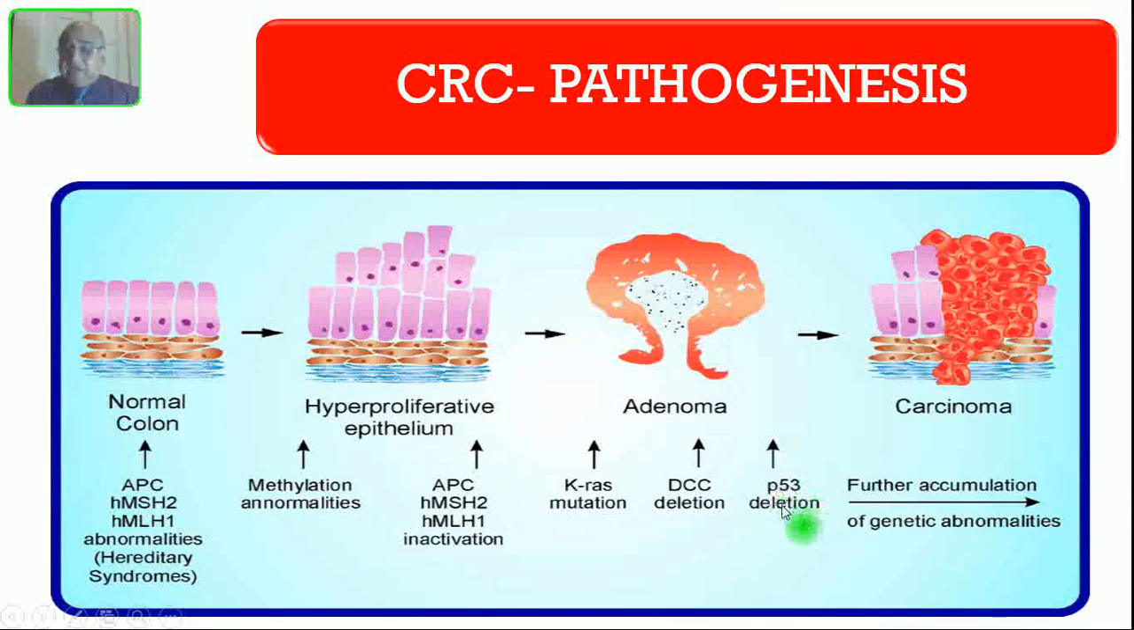Then the deletion of P53. This is the tumor suppressor gene. If this is deleted, then the adenoma will ultimately or eventually turn into a carcinoma.